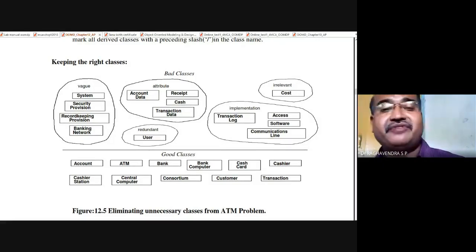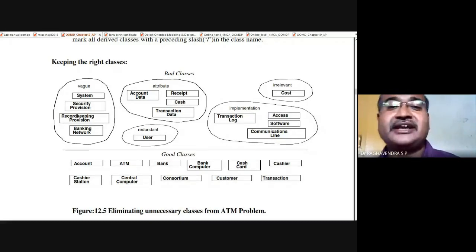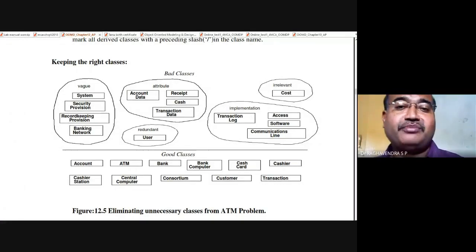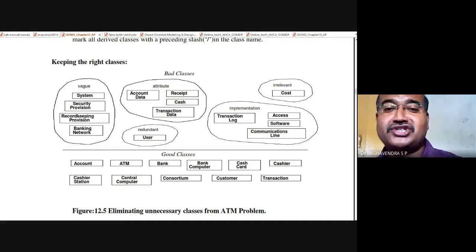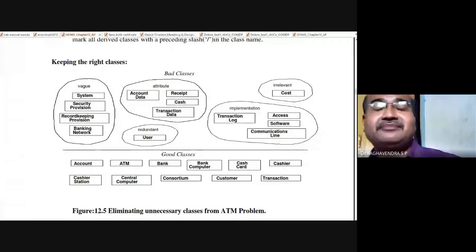So we can use the different types of information which are stored for the customer in databases. Consortium is a collection of different types of banks. Nowadays you have seen so many, 3 or 4 banks, they have been merged as one particular consortium. And customer, of course, customer is the main important aspect in the ATM case study, because customers will always come. He is the main user.